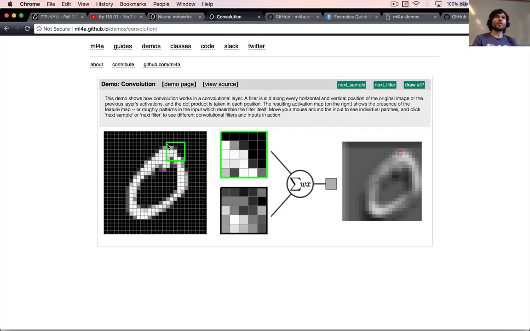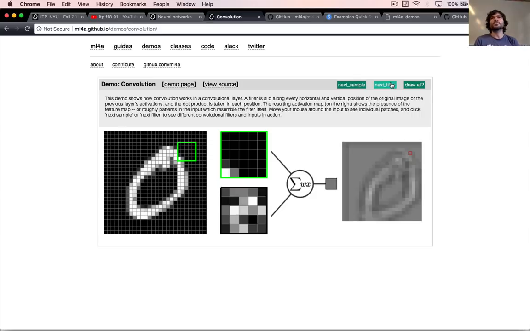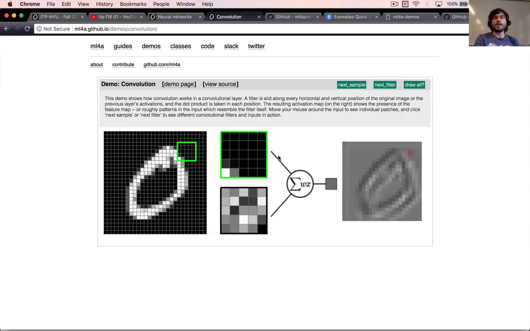And in one layer, we'll have multiple convolutional filters, right? So here, there just happens to be a few of them. So we'll get multiple activation maps, okay? So just keep that in mind. And then I'm gonna actually do a full demo in just a moment.